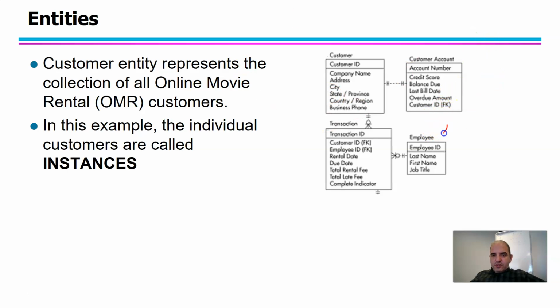For example, for this one, we can have lots of employees. So for this group, we have this attribute. Each single employee we call an instance. So we have entities, and the examples of these entities are called instances. The key outcome is that when I say customer entity, I don't mean a single customer. I mean a group of customers.